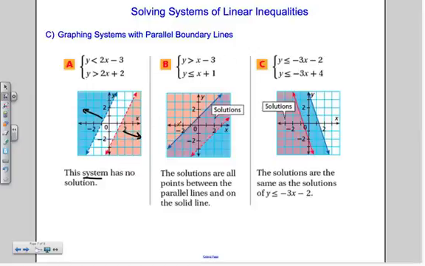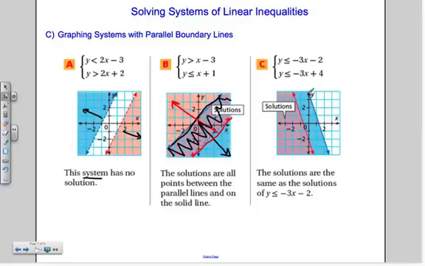This is when you get parallel lines, and from this line, everything is shaded that way, yeah? And from our red line, everything is shaded this way, and your solutions are the overlap. Cool? So the solutions are only the ones in here. Yeah, you get overlap. Okay?